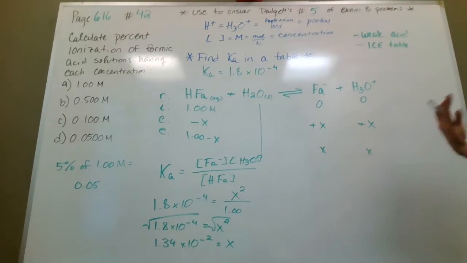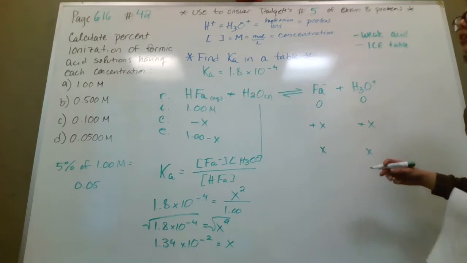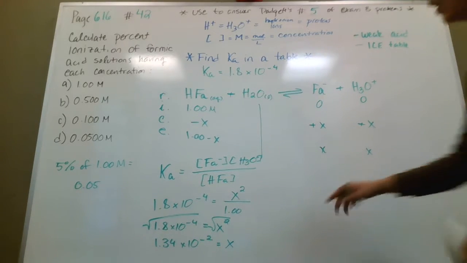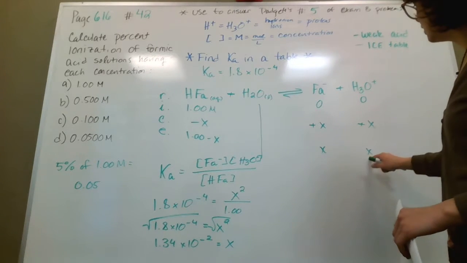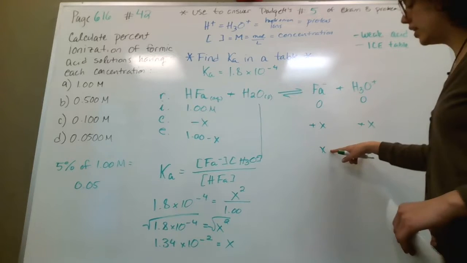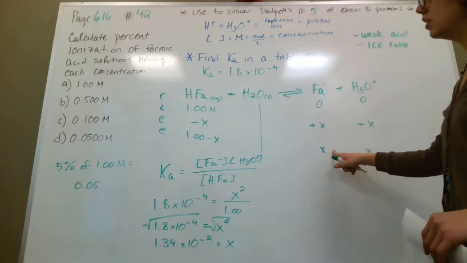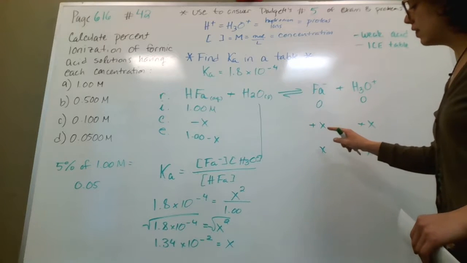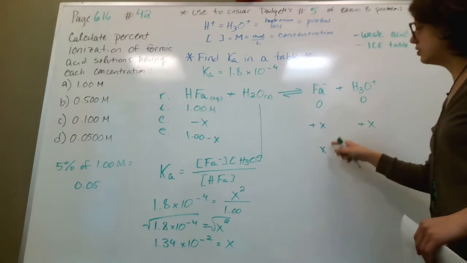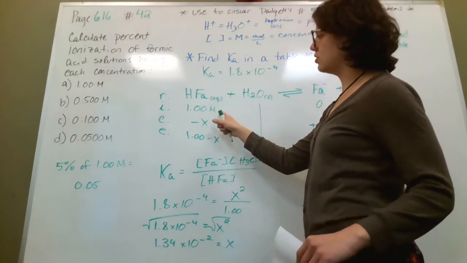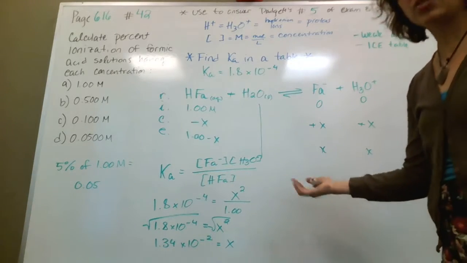Now, how do we use our x to find our percent ionization? Well, this x is this x up here, and this x up here. These are the ionized species, right? FA minus is the ionized species. So we will take the concentration that ionized, and divide it by the original concentration of the unionized species and multiply it by 100.